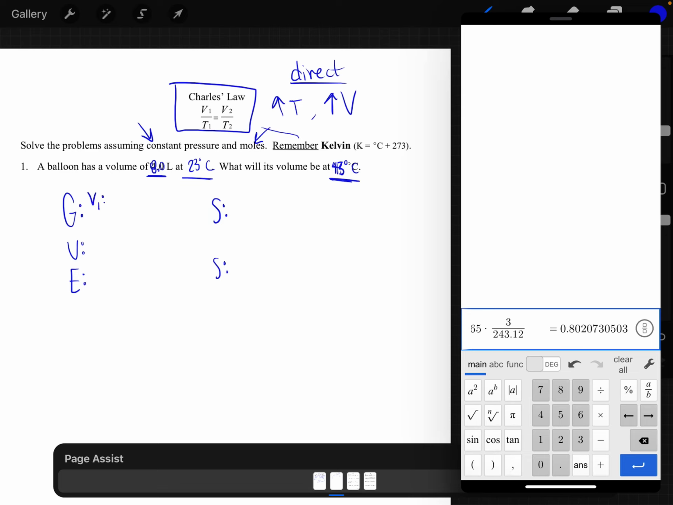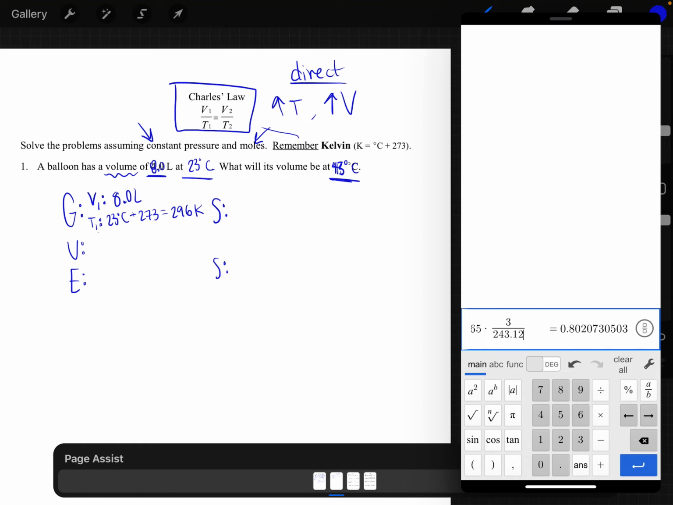So my first given was my first volume, and that was 8 liters. We know that volume is liters. That's why I knew that. Also, it literally told me what my volume was. And with that volume, we knew that we had a temperature of 23 degrees Celsius. I personally have my students change that to Kelvin right away before they can accidentally forget about it. So remember, the way you convert to Kelvin is by adding the number 273.